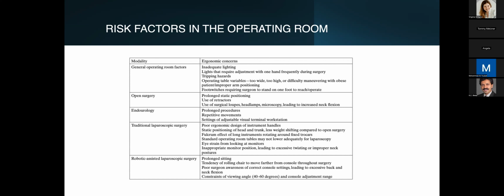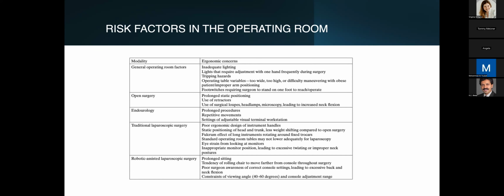Some common risk factors seen in open surgery are, of course, prolonged static positioning, use of retractors, and the use of surgical loops and headlamps, which lead to increased neck flexion. In endourology, because they are prolonged procedures, we do a lot of repetitive movements and adjusting the visual terminal workstations and the monitors, which all do cause a lot of neck pain and back pain.